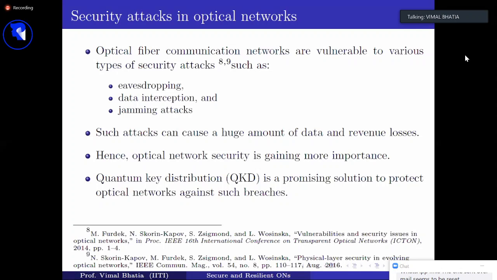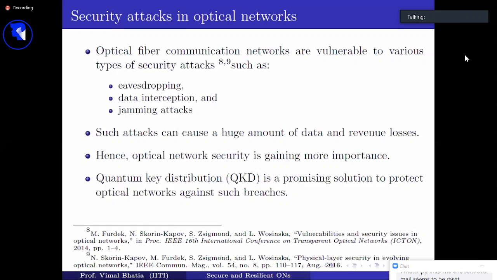And we hear about these things in the news, that things happened in some part of the world where the whole network was brought down. Such attacks can cause a huge amount of data and revenue loss. You can think of an IP network going across the world, but through a submarine cable it might be passing through a region where there is animosity between neighboring nations, and because it has to pass through a neighboring country, you might want to secure it more.